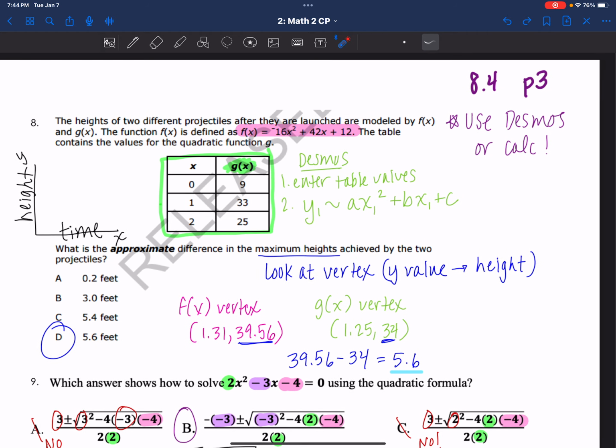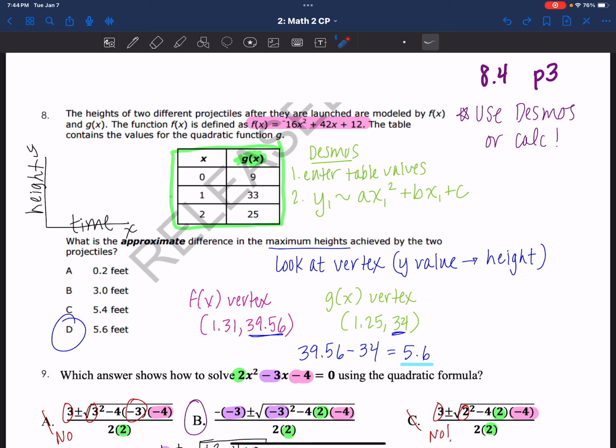All right, on number 8, you have the heights of 2 different projectiles. So there's 2 different graphs you're going to have to look at. The first one, f of x, is negative 16x squared plus 42x plus 12. And you want to graph that, and then compare it to the table.